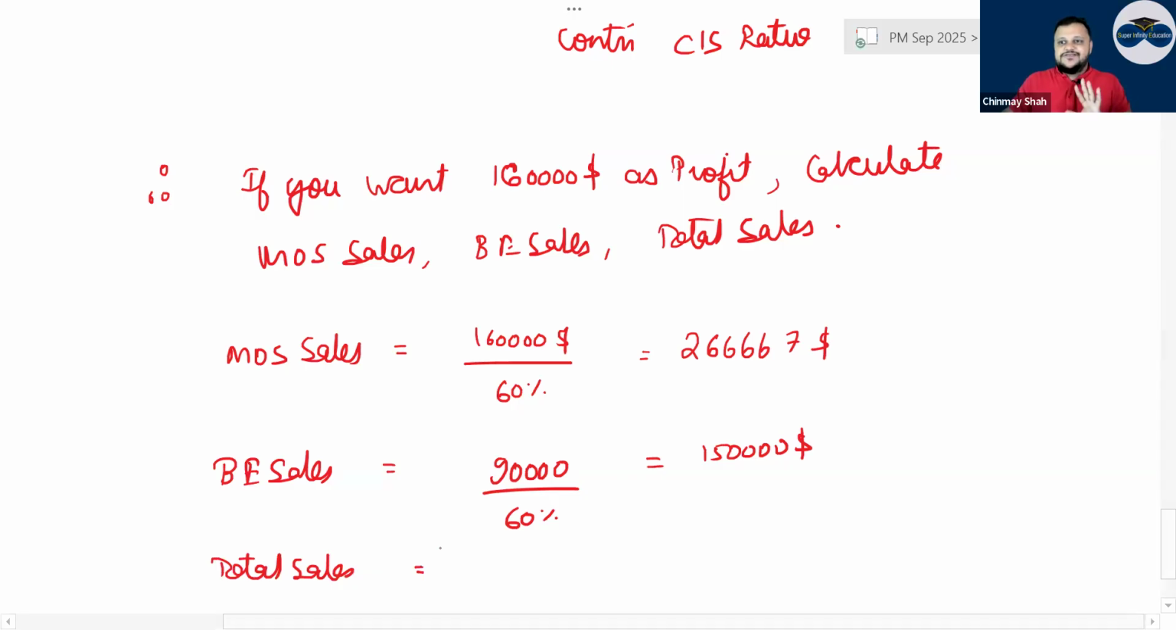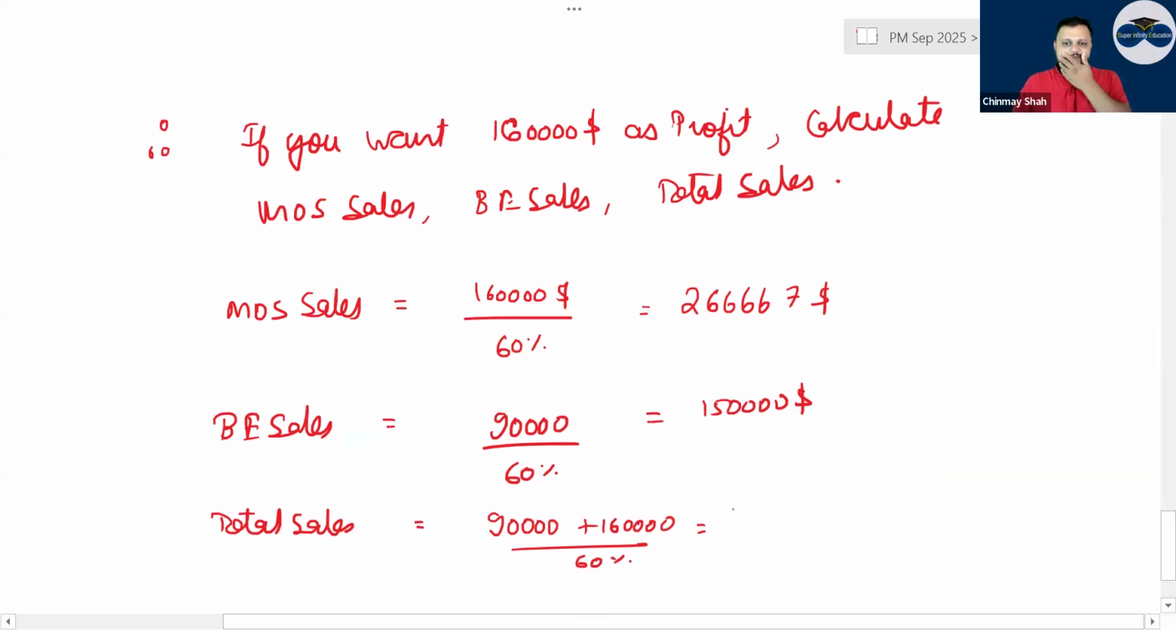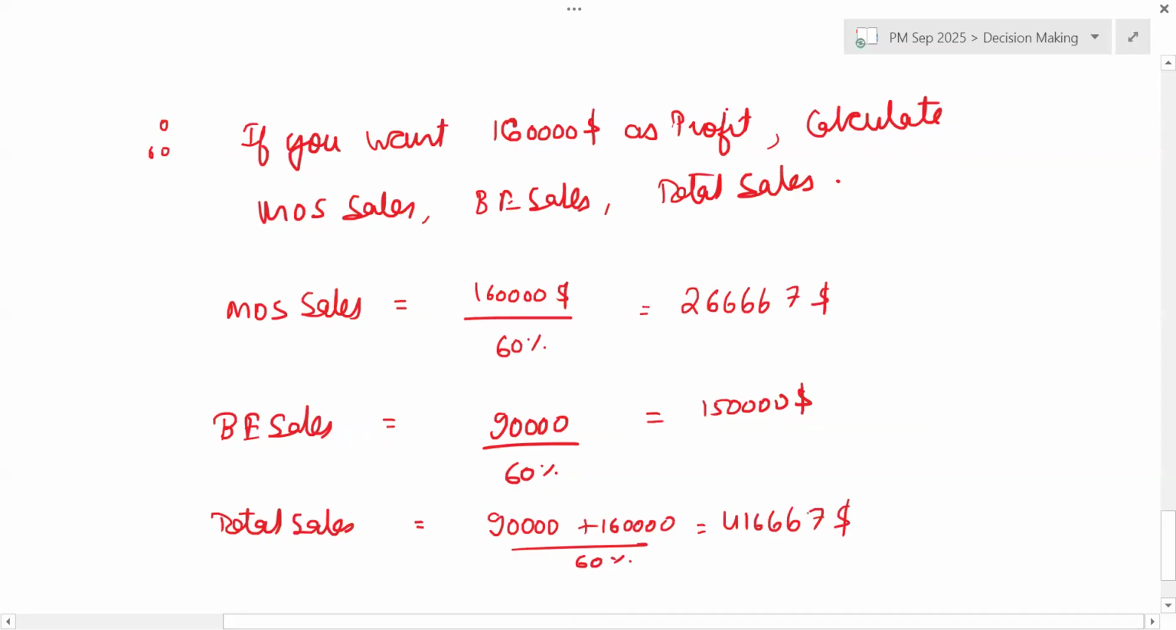Can you find total sales like this? Have a look. Concentrate here on the screen. I had 90,000 fixed cost at break-even sales, plus I want a profit of 160,000. The whole divided by 60% will also give you the answer. Check once. Please check. How much is it adding both of them? 416,667, something like this. What do you say, Ishan?